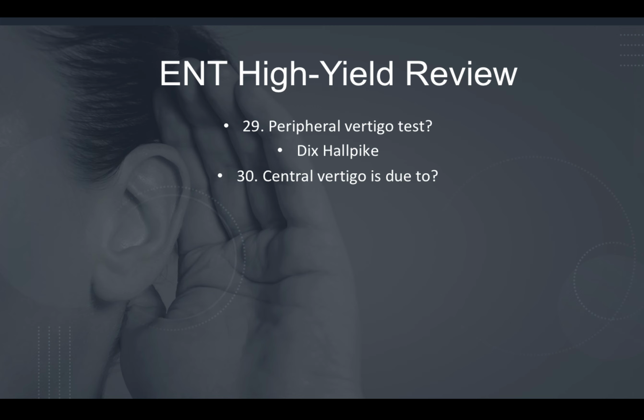How about central vertigo? What is this due to? Well, central vertigo will likely be due to a lesion in the inner ear. So lesion in the inner ear, central vertigo.